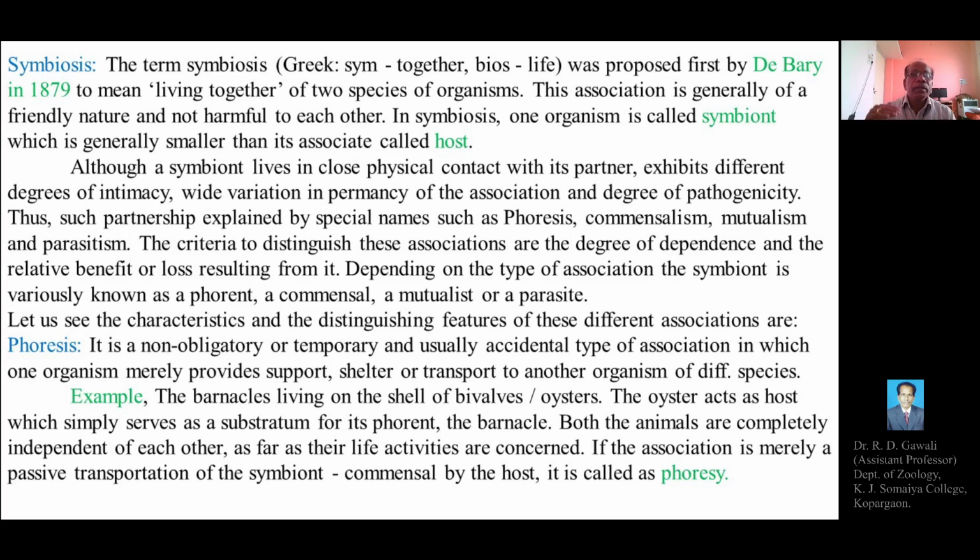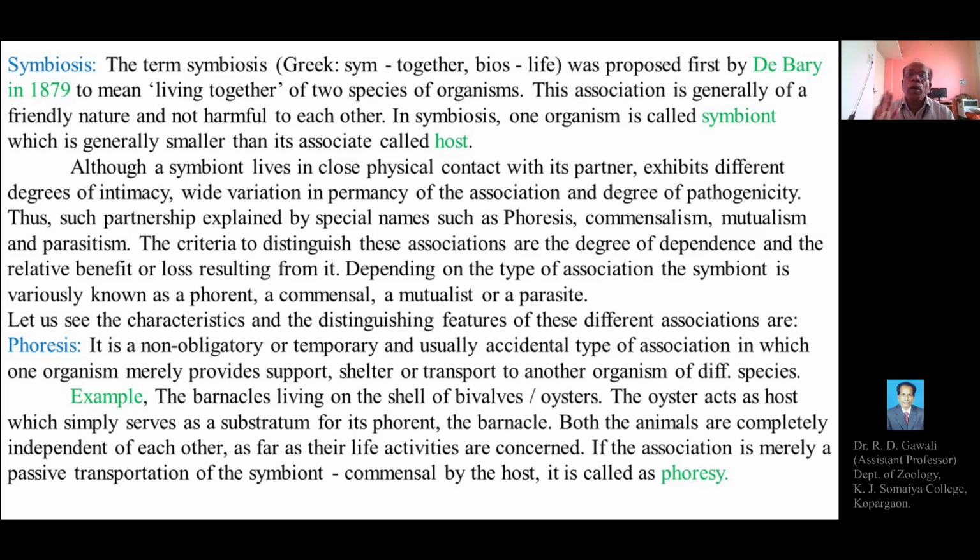So we'll explain these different types of relationships or partnerships, such as phoresis, commensalism, mutualism, or parasitism, with respect to their characteristics and distinguishing features. We'll explain them one by one. First, we'll explain the type of animal association called phoresis.